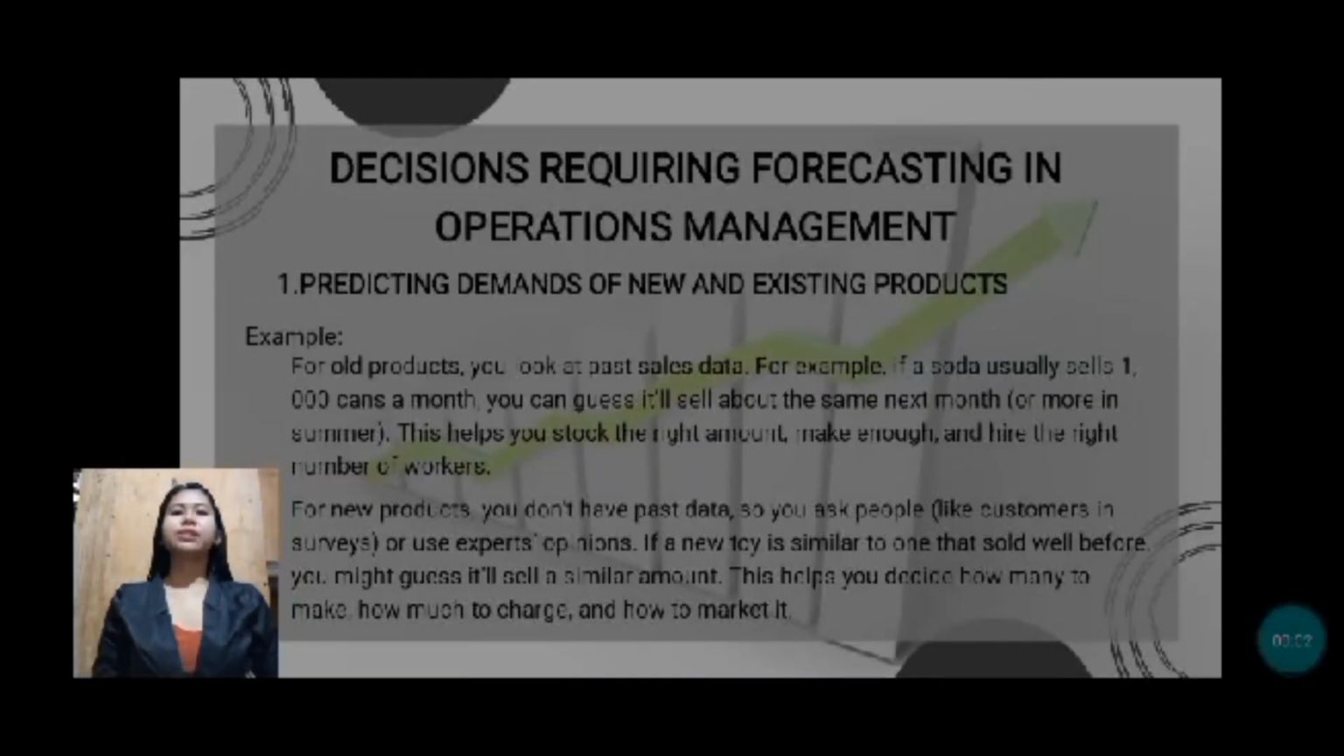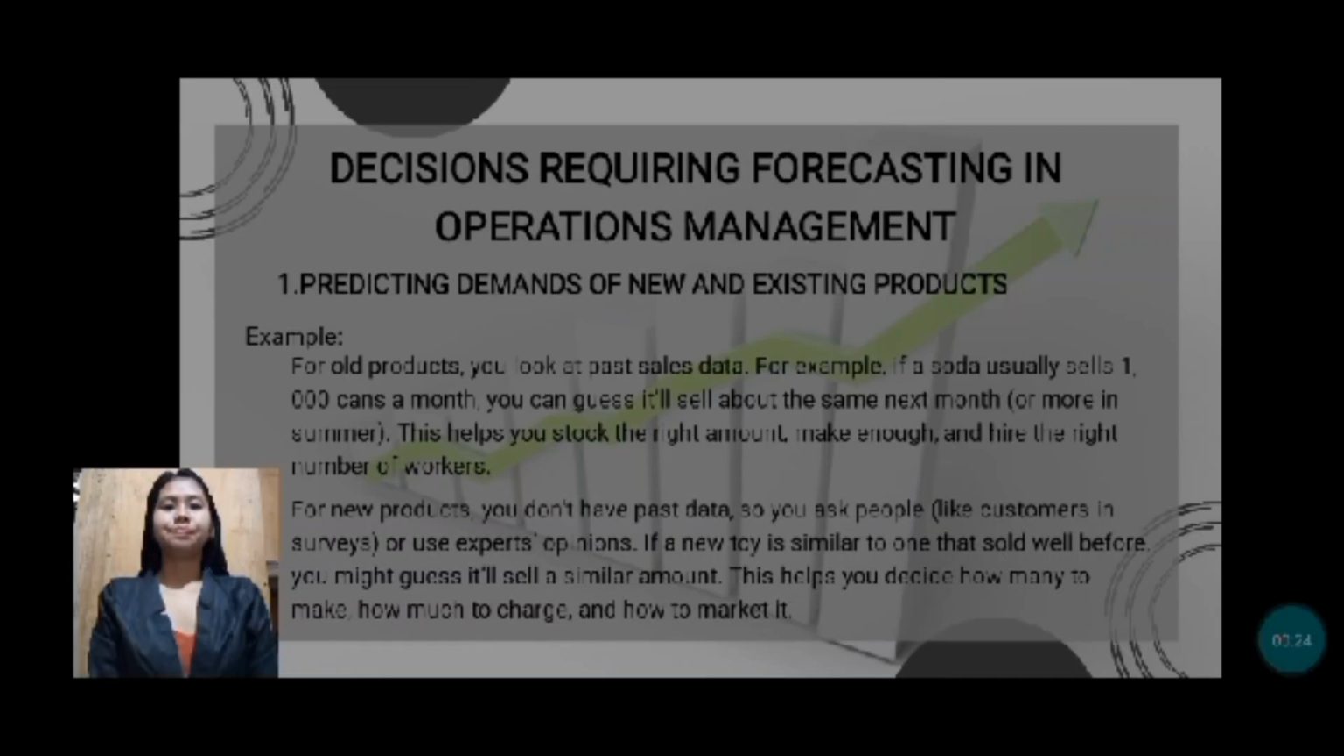And now let's proceed to decisions requiring forecasting in operations management. So first is predicting demands of new and existing products. This is predicting how much customers will buy, whether for old products or new ones. So it's super important for running a business well.